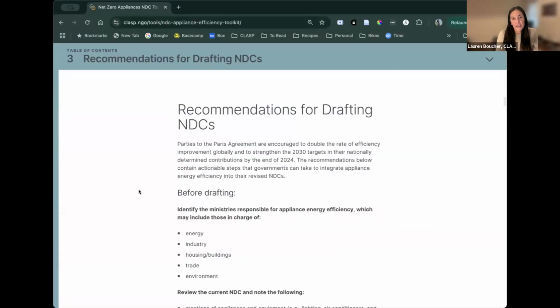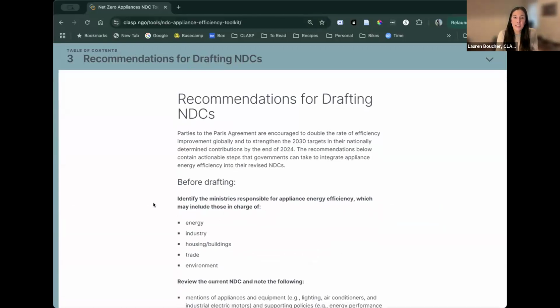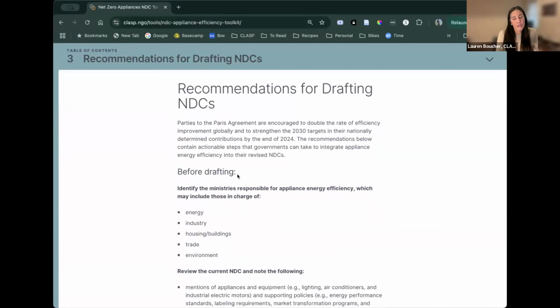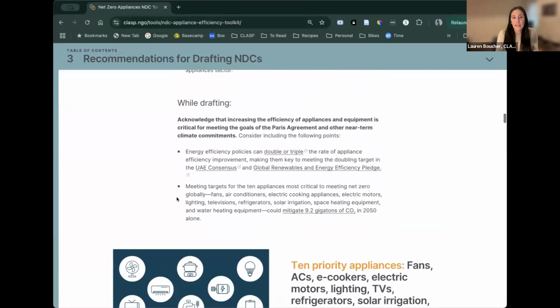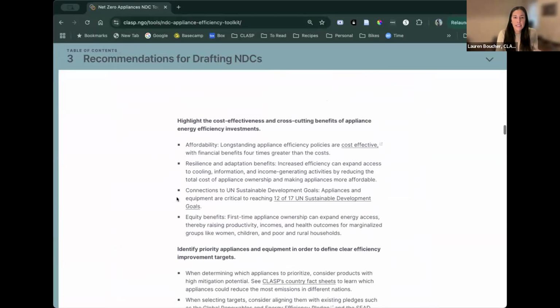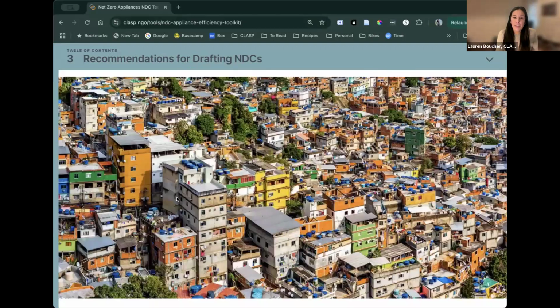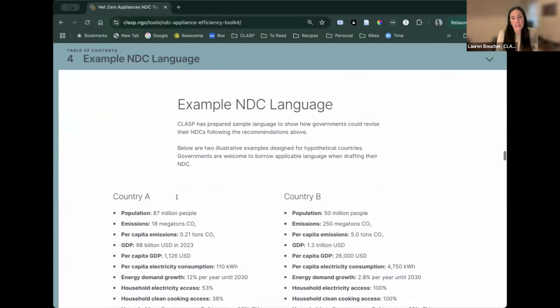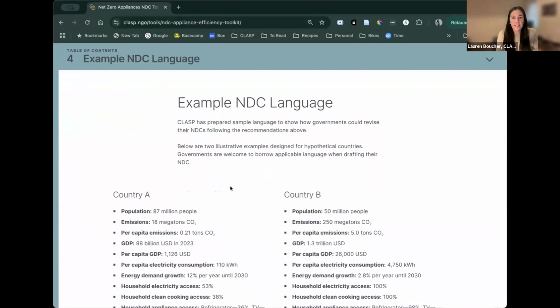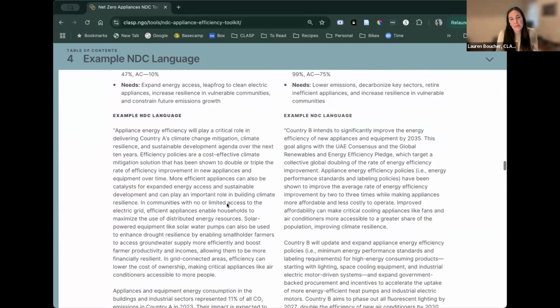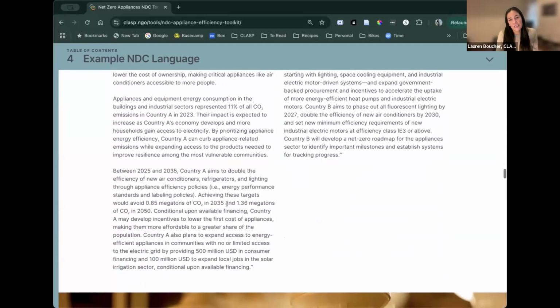So moving to the recommendations, we have a series of bulleted recommendations for policymakers before drafting, and then while drafting their NDC. So these can be considered a step-by-step guide that provides policymakers with tips and resources. Moving on to the example NDC language, we understand that NDCs are nationally determined and country-led. We wanted to provide some illustrative language to show governments how specific text could look in their NDC. So we created 2 fictional profiles for 2 countries and then provided some sample language based on those fictional countries' needs.